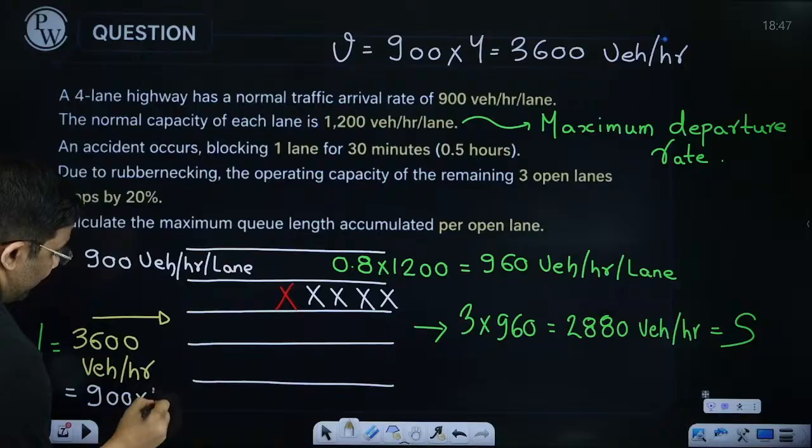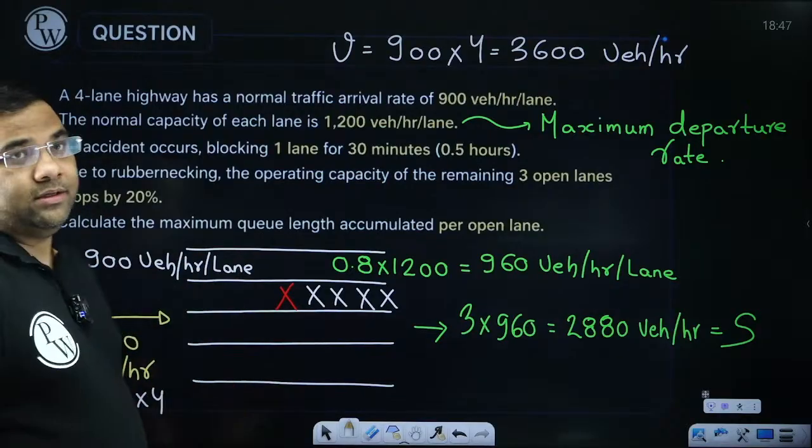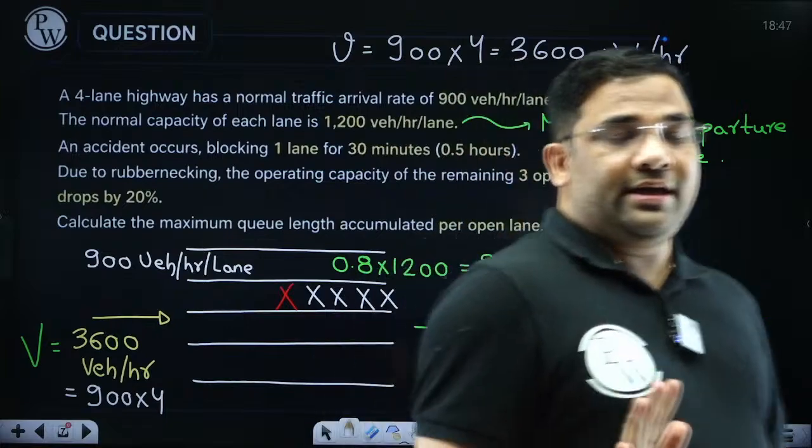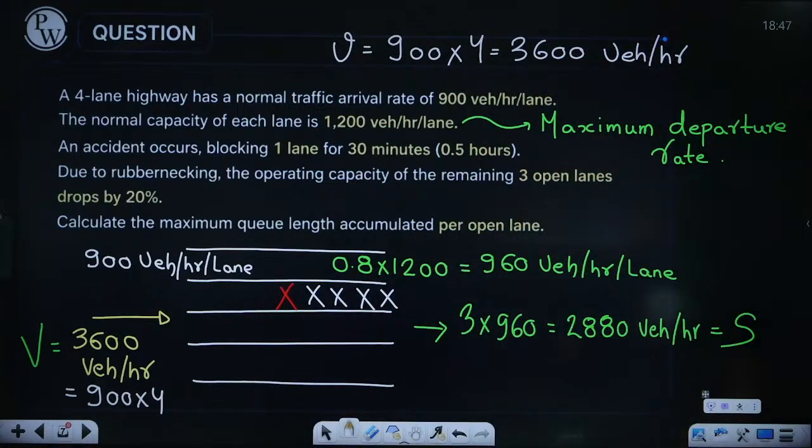900 into 4, because arrival will continue in all the 4 lanes. So 3600 vehicles per hour. That is the arrival rate. Now, what about the departure?